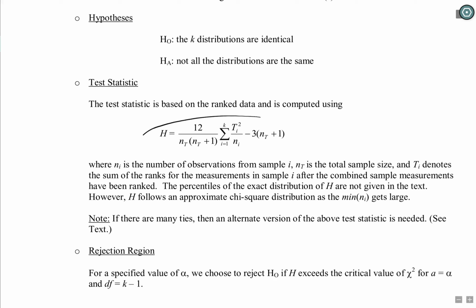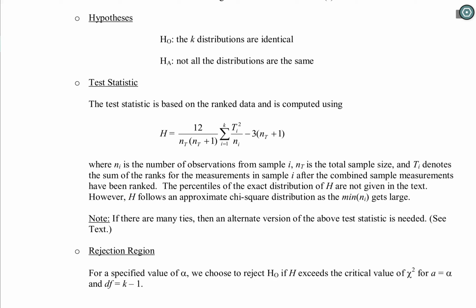This is our test statistic. Notice it involves ranked data. That's what the T_i is. What you first have to do is rank all the data irrespective of the samples, and then T_i is the sum of the ranks for each sample. The other quantity we need is N_T, the total sample size, and n_i are the individual sample sizes.